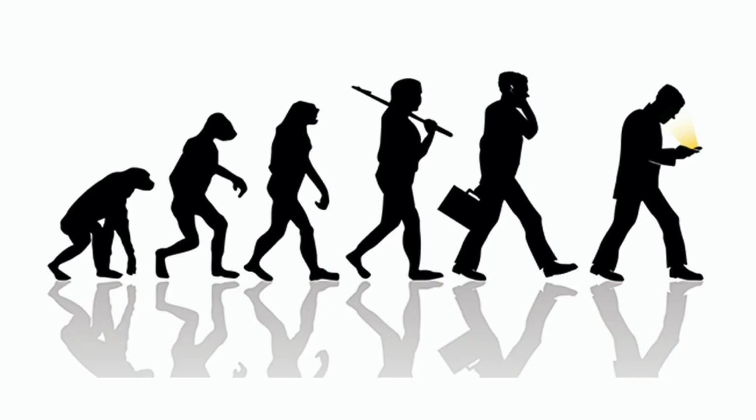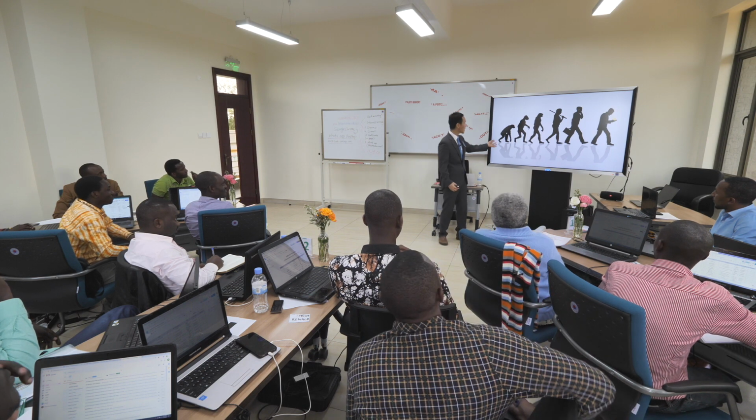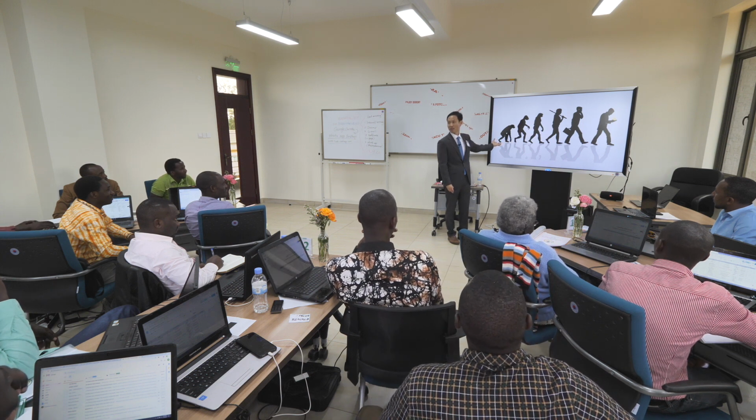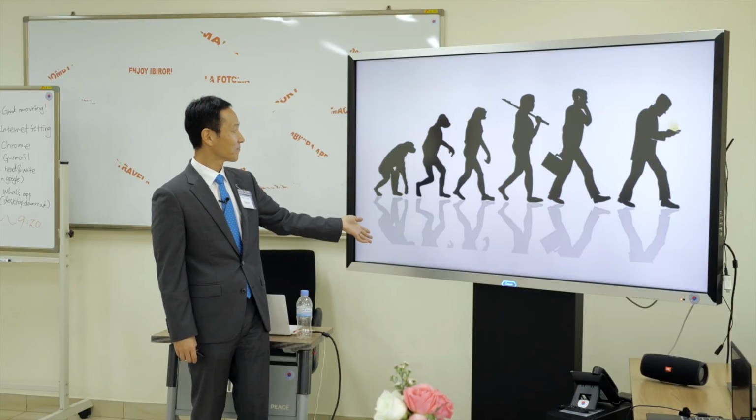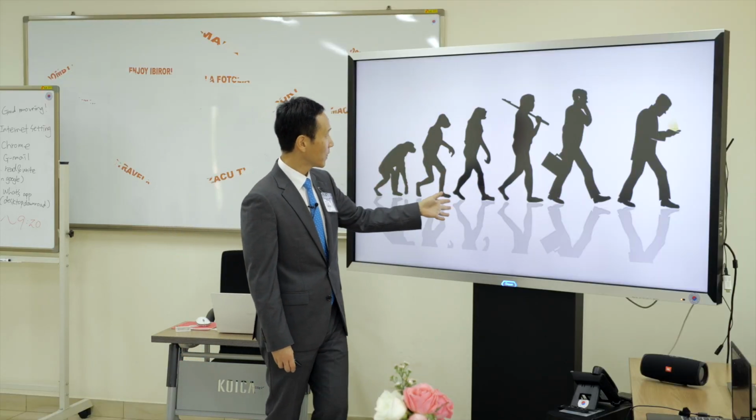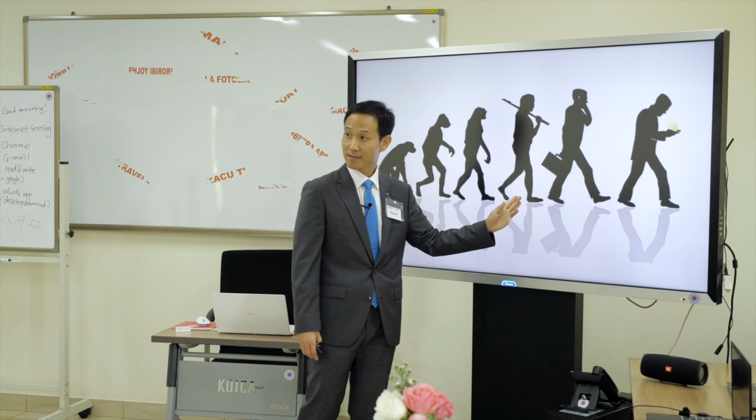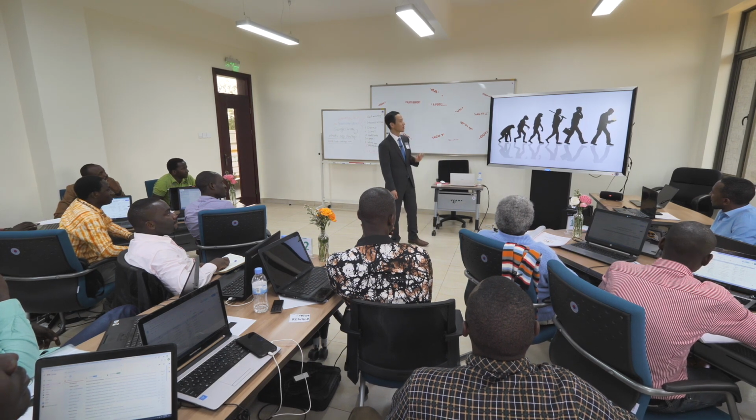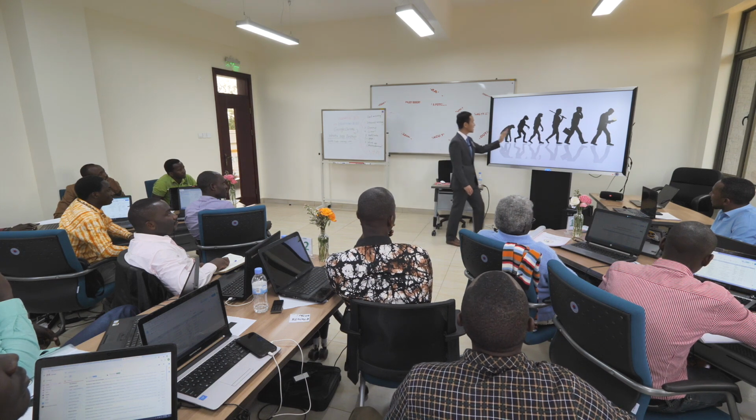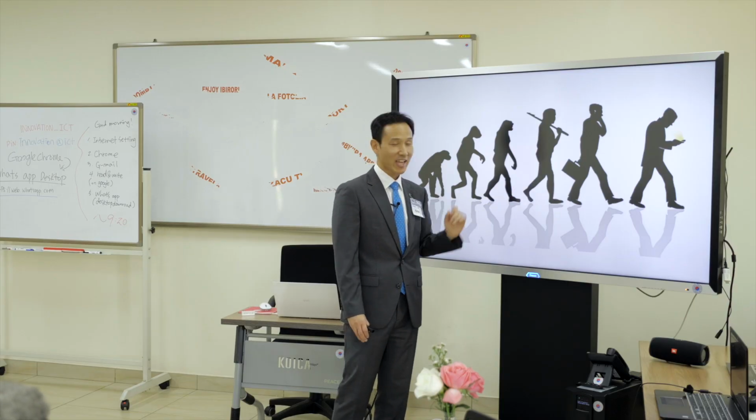Have you seen this photo anywhere before? Anybody? Yeah, some of you already saw. This is a summary or illustration of human evolution, from monkeys to, I mean, gorilla. Is it gorilla or chimpanzee? I would say gorilla. And then it becomes human. But what is the big difference between these stages? Anybody point out the biggest differences?